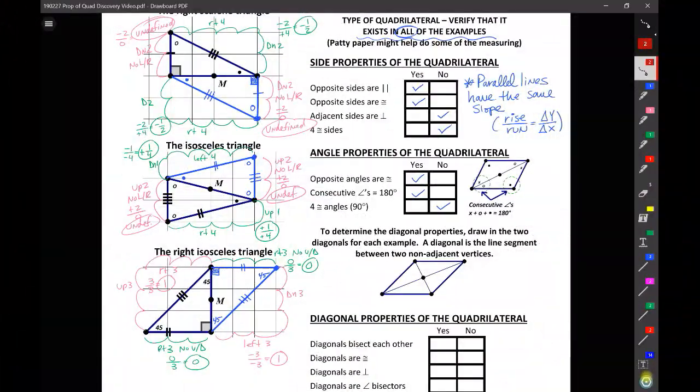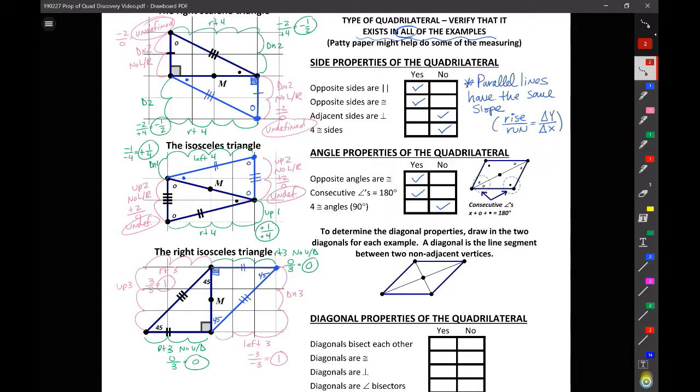As you looked at all four examples, it should be pretty obvious that the angles were congruent, and the opposite angles were congruent in each one. It should also have been pretty obvious that all of the consecutive angles did add up to 180 degrees, and then we did not have any of them that had four 90-degree angles. And so that's what you should have answered your question and completed your check boxes accordingly.